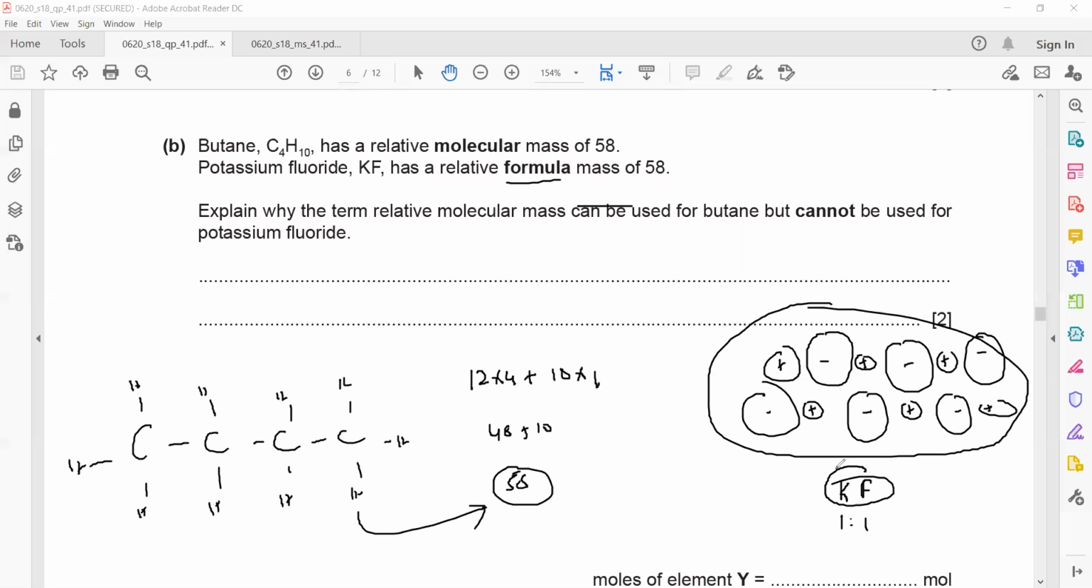Is it clear now? So potassium is 39 plus fluorine is 19. So 39 plus 19 equals 58. Is it clear, this part?